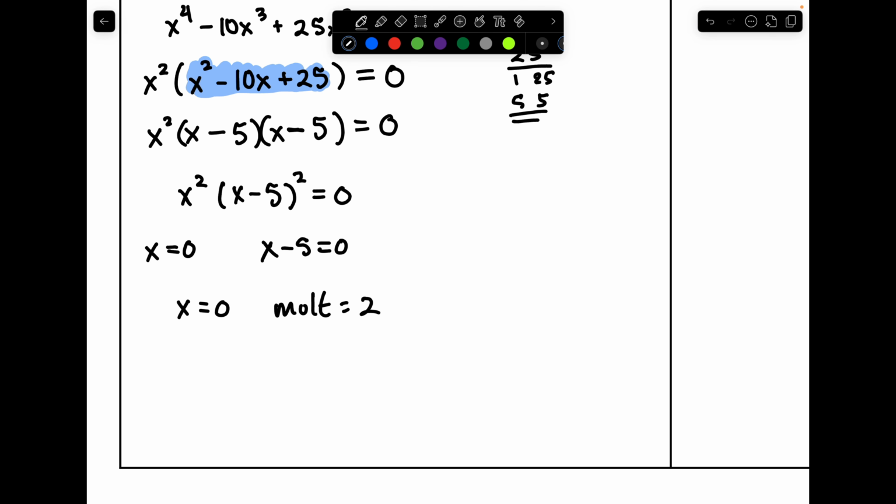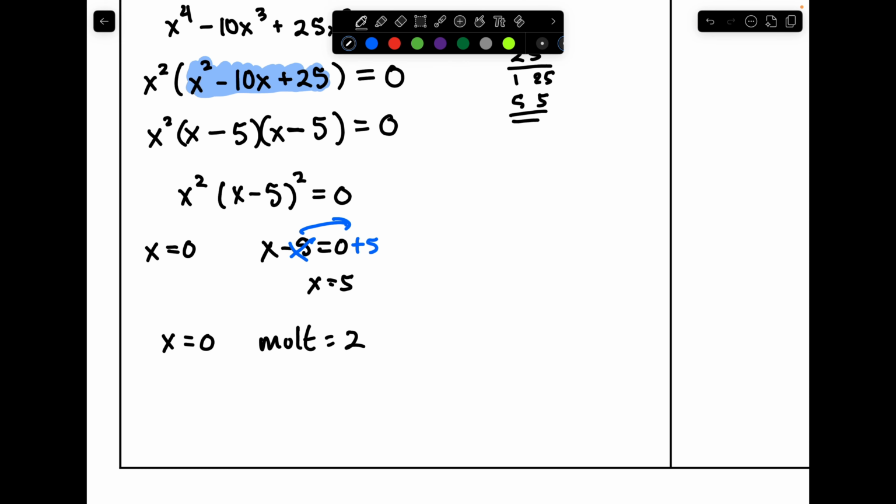And now moving on to the other one, x minus 5 is equal to 0. We're going to simply move the 5 to both sides, and x is equal to positive 5. And what's the multiplicity for that one? Well, because x minus 5 is raised to the second power, that means that the multiplicity is going to be 2.